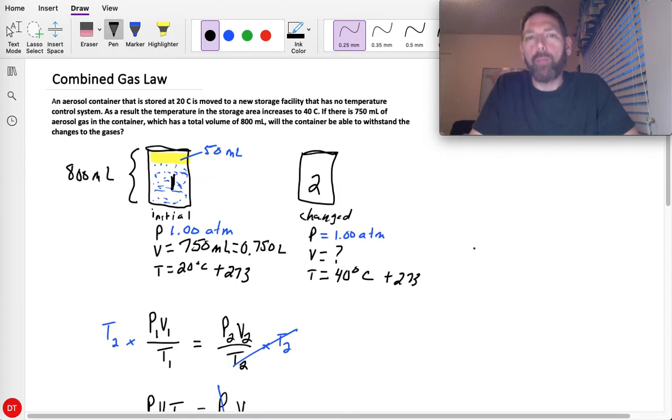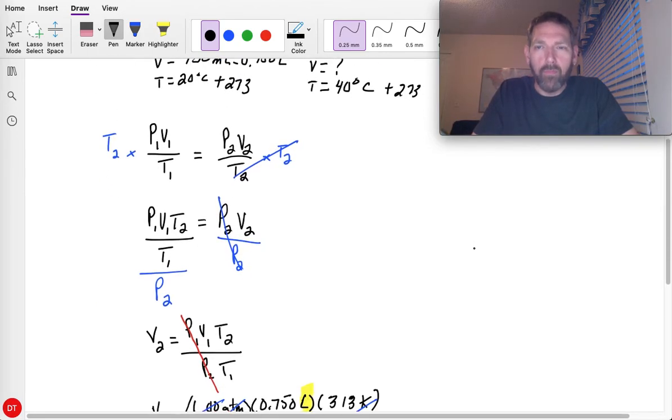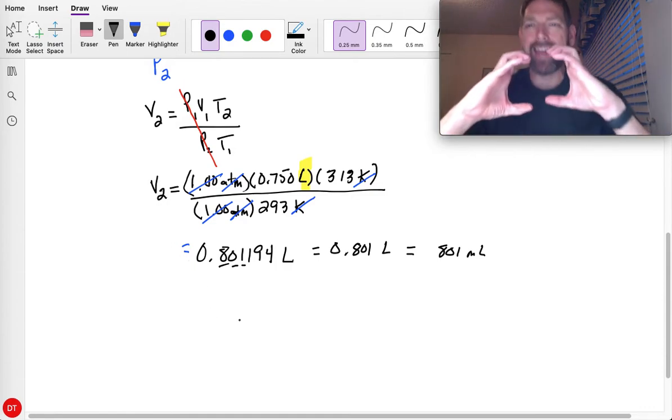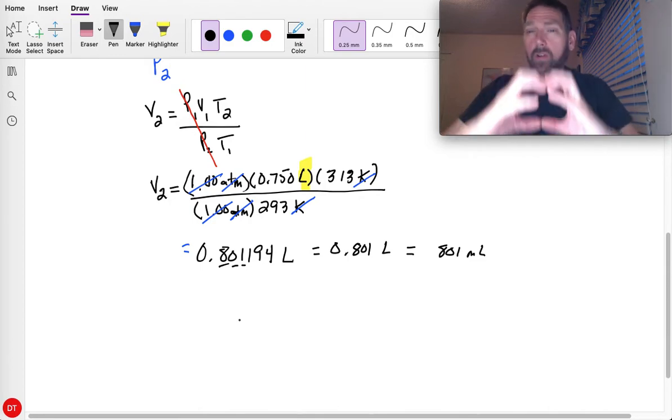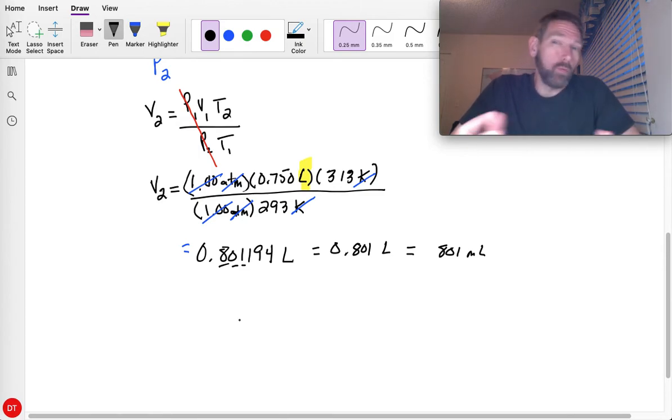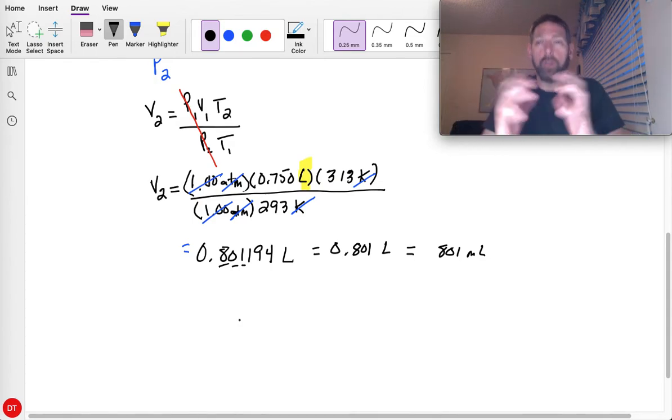Mathematically, we have a number, but the question is asking us, will it be able to withstand the changes to the gases? And so this right here, this is an interesting problem. You have a container that can hold 800 milliliters of volume. There's already 750 in there. Under these new conditions, 40 degrees Celsius, it's a little bit over 100 degrees Fahrenheit, the gases need 801. They need another 1/1000th of a liter, or 1 milliliter of space. So the question is will the container be able to contain that without rupturing?